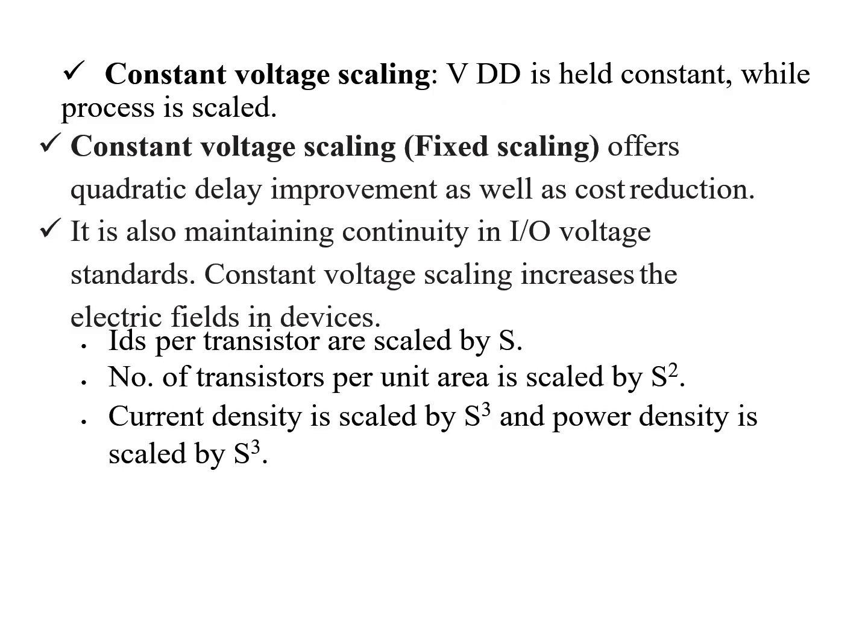Next comes constant voltage scaling, where the supply voltage is held constant while the scaling process is carried out. Constant voltage scaling, which is also called fixed scaling, offers a quadratic delay improvement as well as cost reduction. It also maintains continuity in the input-output voltage standards. Constant voltage scaling increases the electric fields in the device, and the drain current per transistor is scaled by a factor S. The number of transistors in a given unit area is scaled by a factor S square, and the current density is scaled by a factor S cube as well as the power density by S cube.